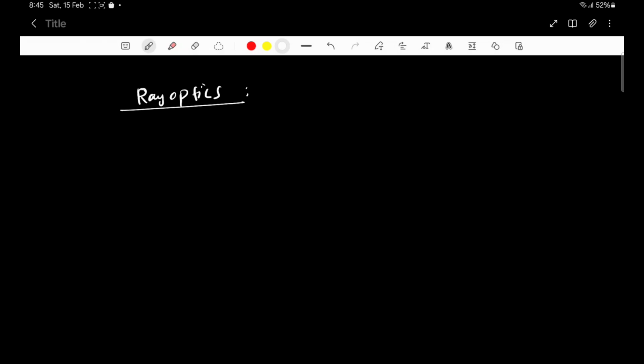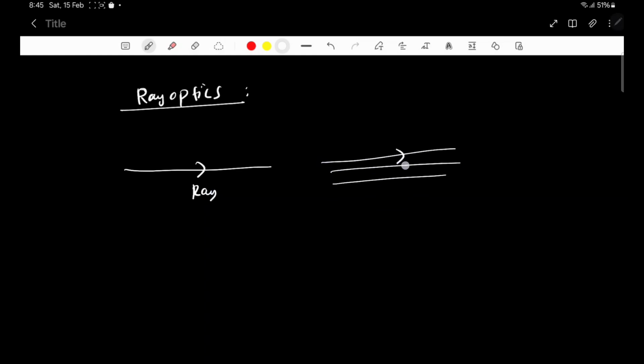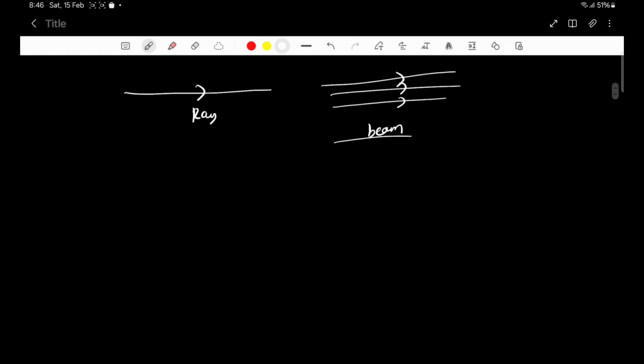So along the direction, we imagine drawing a line. That imaginary line is called a ray. Any bundle of rays is called a beam. For example, if this is a ray, a bundle of them is called a beam. Based on these rays and beams only, we are going to discuss all the reflection principles. So kindly make a clear understanding of this. So we can start with the beams of light now.